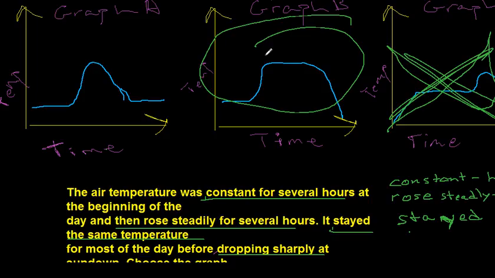Doesn't the cutoff part mean it drops sharply at sundown to choose the graph? Say this last part again. Isn't the cutoff part sundown when it's to choose the graph? Yes, this is sundown, choose the graph. Thank you, that's a great question.